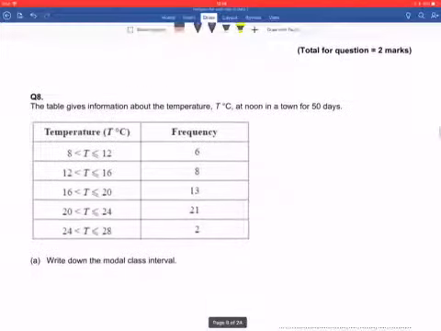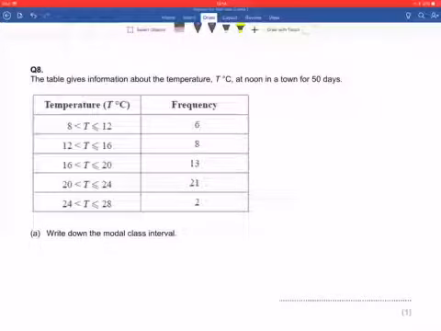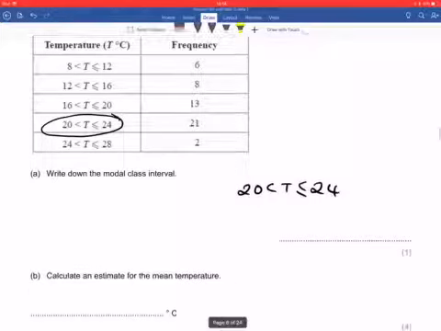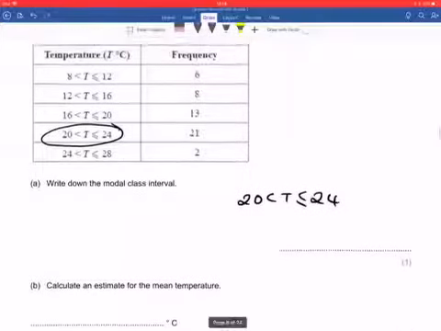Okay. The table gives information about the temperature at noon in a town for 50 days. Write down the modal class interval. Okay, the one that has the most, 20 to 24. Okay, next one, calculate an estimate for the mean.